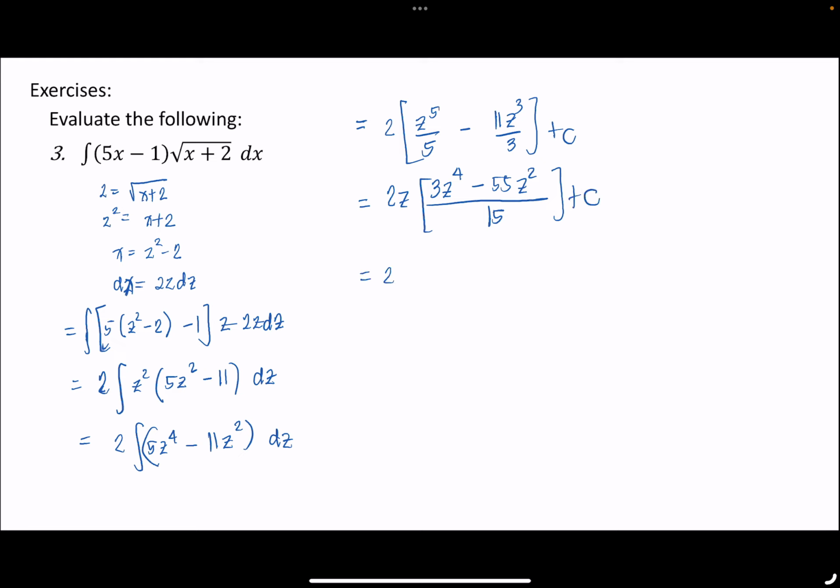So we have 2z, 2 square root of x plus 2 times 3z squared. So that would be square root of x plus 2 to the fourth minus 5 times z squared, which is x plus 2, all over 15 plus c.